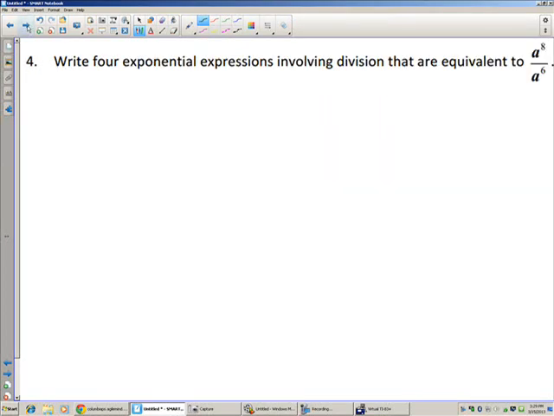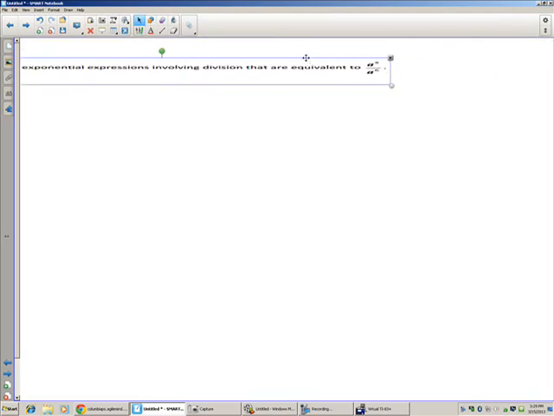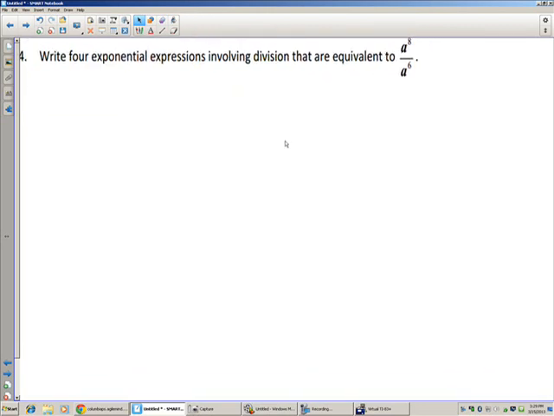Alright, so let's take a look right here. Write 4 exponential expressions that are equivalent to this division problem. So let's check this out. If I have a to the 8th, and I divide that by a to the 6th power, along the way to the very end, I'll end up with a to the 2nd power. So what this is really asking me to do is to write 4 more expressions kind of like this, that'll end up with a to the 2nd, which just means that I need to be able to subtract the top and the bottom and end up with 2 for a power.